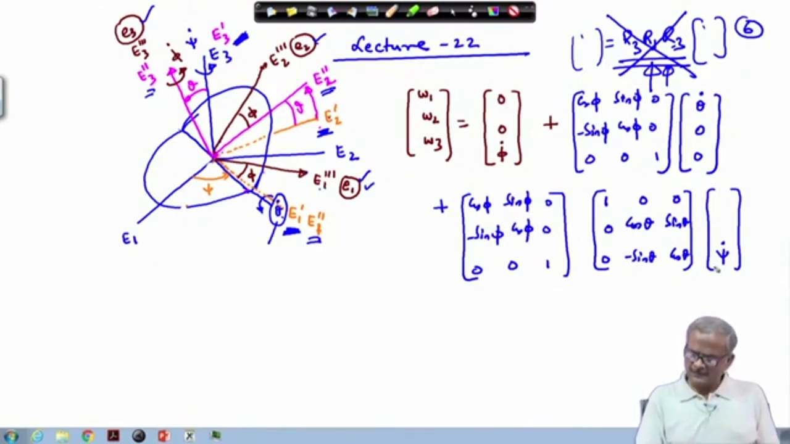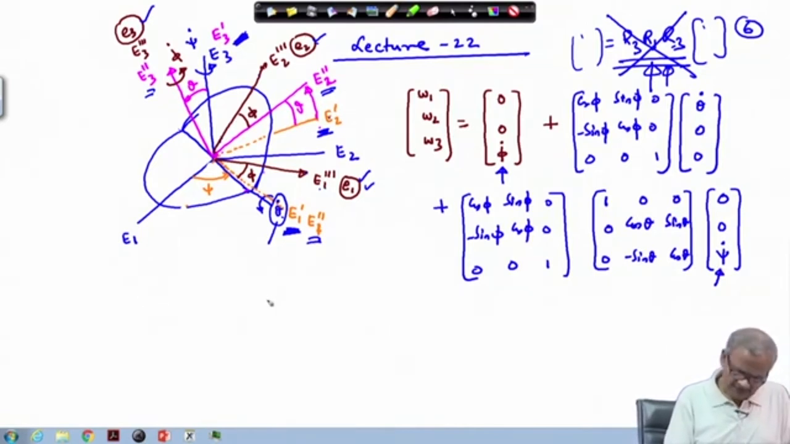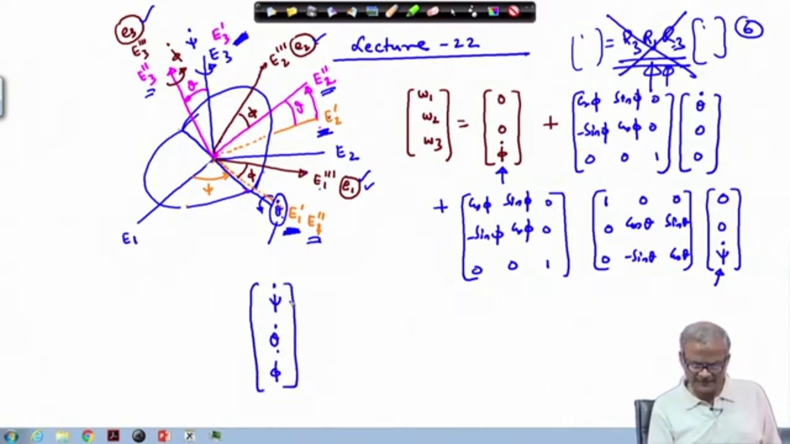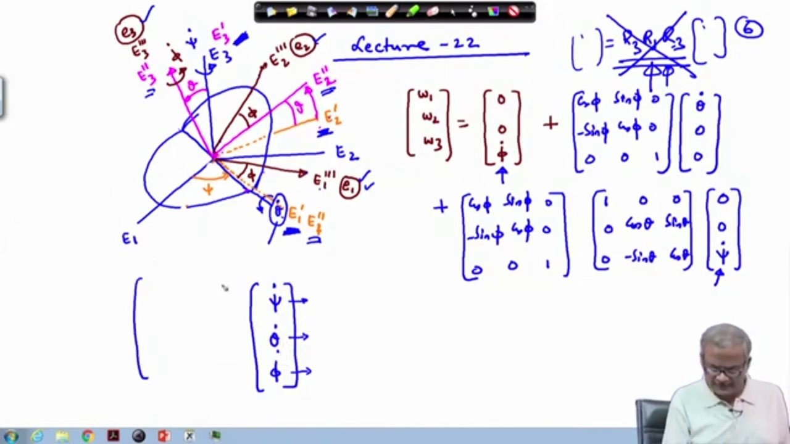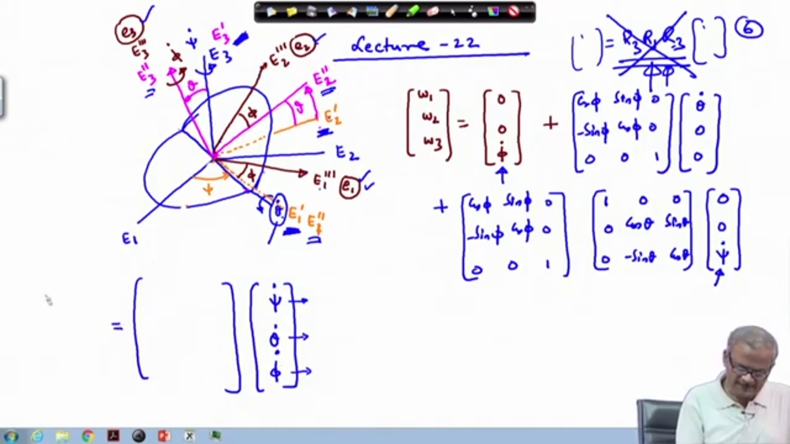Now, add all of them. Here this is 0, 0. First solve the matrix and then write omega 1, omega 2, omega 3 separately and put it back in matrix notation. Because psi dot and phi dot are both there, we cannot put both of them along the z direction. So, it is better to write it as psi dot, theta dot and phi dot. In no way does this indicate that this is the x direction, this is also the x direction and this is the y direction. These are the three components of the angular velocity vector, psi dot, theta dot and phi dot, which if you operate on by a certain matrix, will get converted into omega 1, omega 2, omega 3.